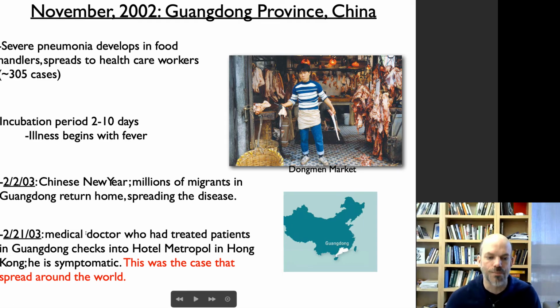And then there was this famous event of a doctor who had been treating infected patients who went to a hotel in Hong Kong. And Hong Kong, of course, is a very cosmopolitan city where lots of business people are traveling in and out. And this was kind of case zero for spreading SARS all over the world. So this is how it got out of China.